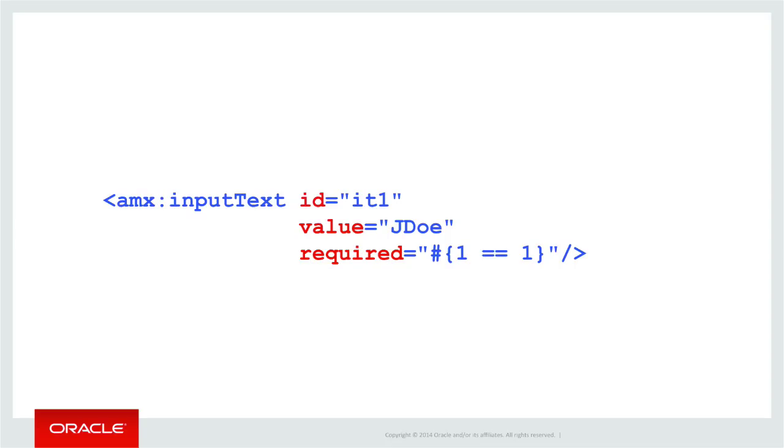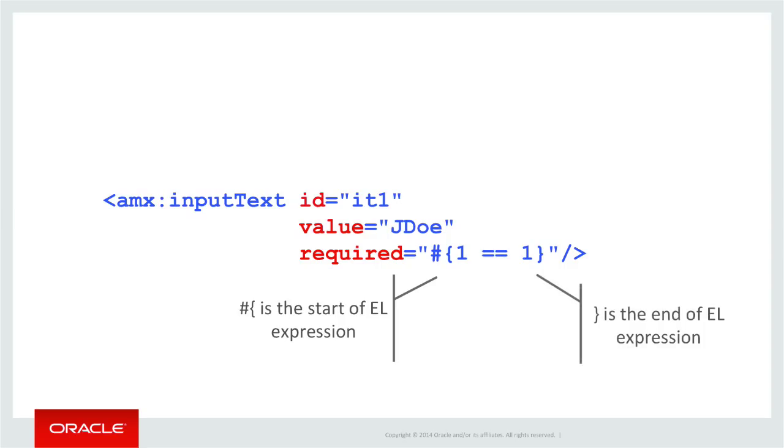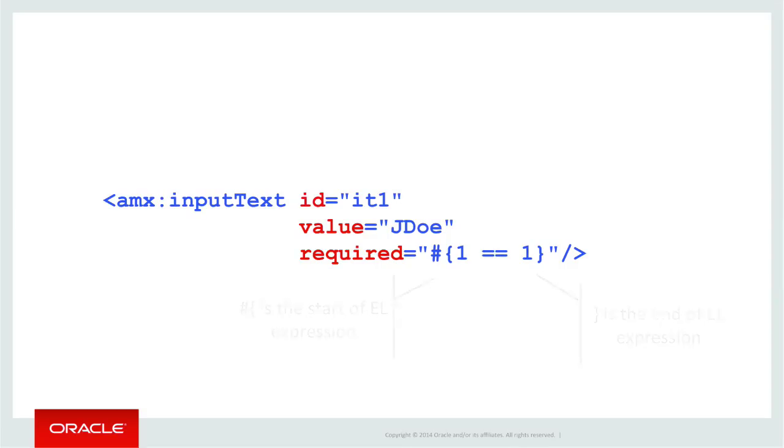In this very simple example, you can see we've changed the required property's value to include the expression hash open squiggly brackets, 1 equals 1, close squiggly brackets. An EL expression always starts with a hash and a squiggly bracket, it's just easier to say squiggly bracket, and finishes with a squiggly bracket as well, within the double quotes of the property. Between the brackets, that looks like a Boolean expression.